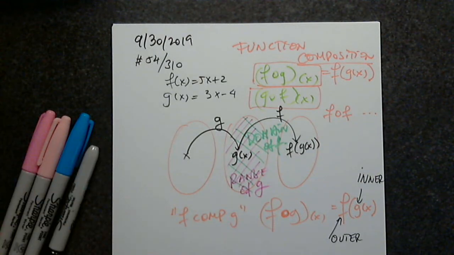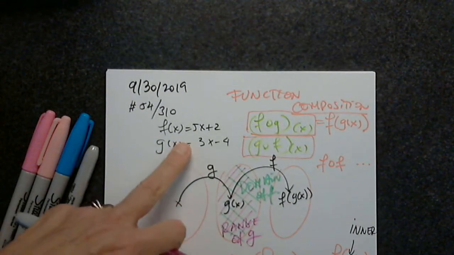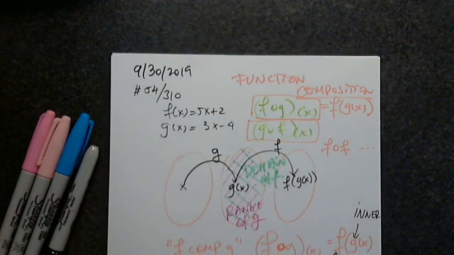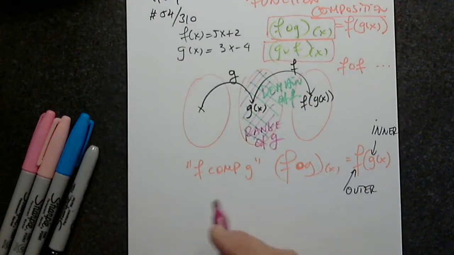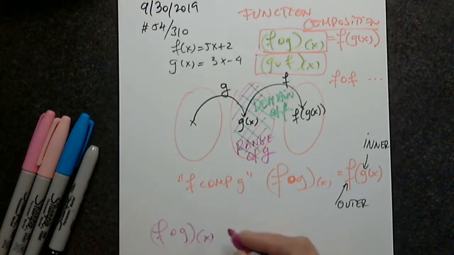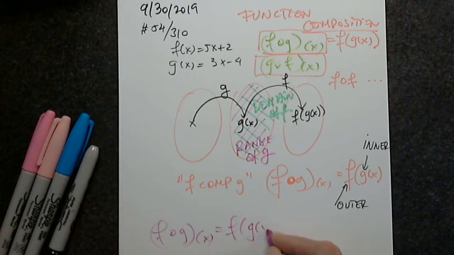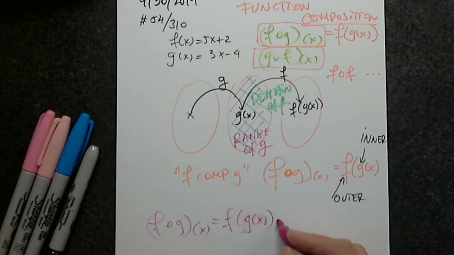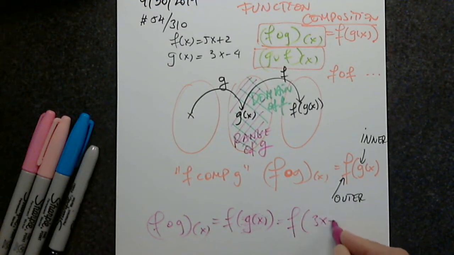Okay, so we are given two functions, f of x, which is 5x plus 2, and g of x, which is 3x minus 4. And we are asked to find f comp g and then g comp f. And they want to evaluate f comp g at 2 and g comp f at 2. Okay, I have to write a definition, which is f of g of x. I have to replace g of x by 3x minus 4.